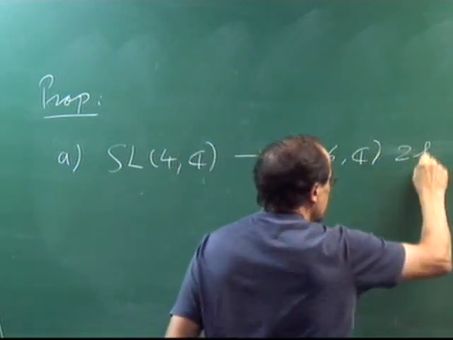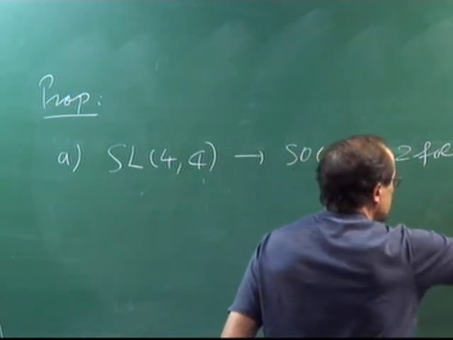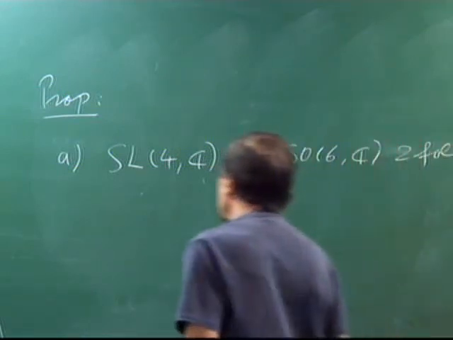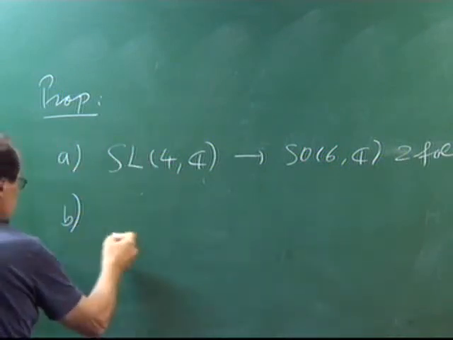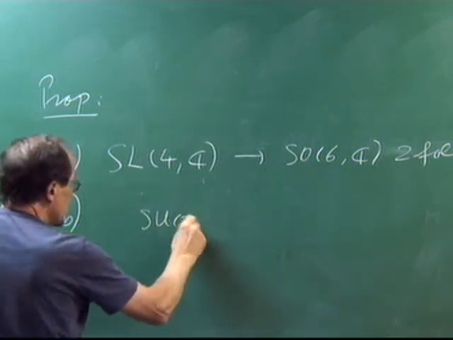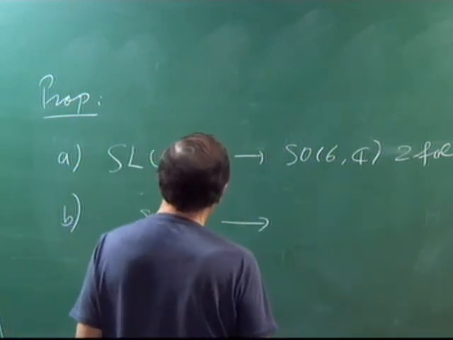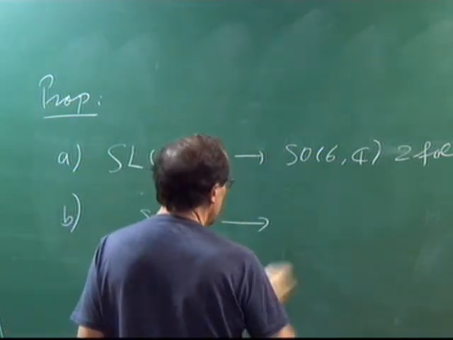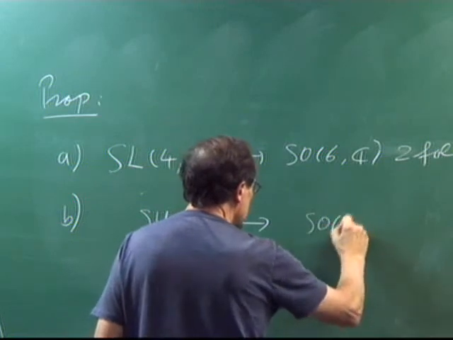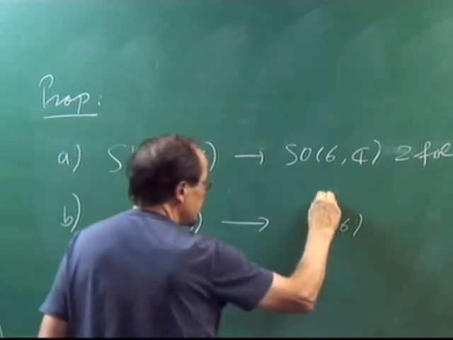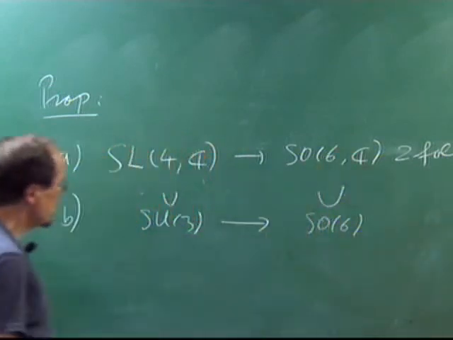So clearly there's a two-fold cover. Homomorphism, covering of these groups. And then this cover induces something from SU3 to SO6. SU3 certainly has determinant 1. Real orthogonal lies in complex orthogonal.